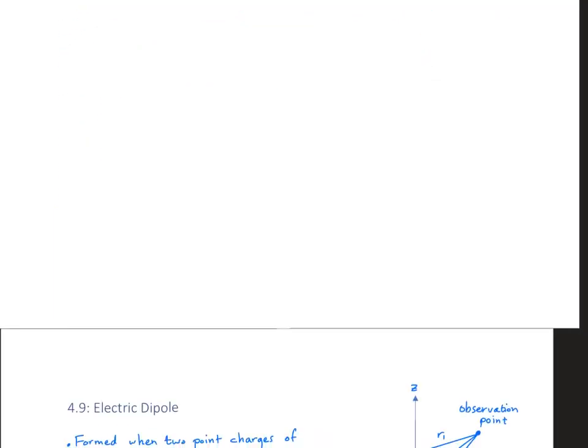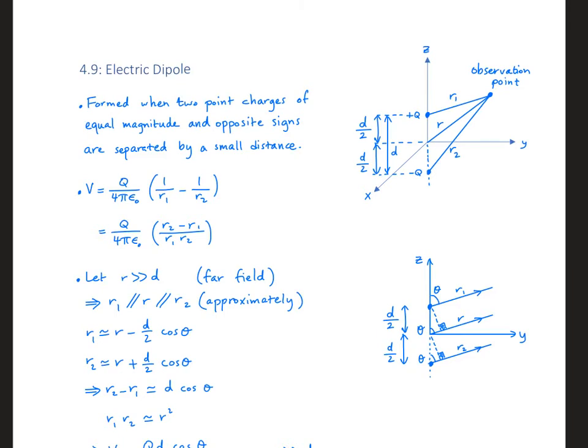Okay, so we introduce a new topic right now, the electric dipole, section 4.9. So let's describe what an electric dipole is. An electric dipole is formed when you have 2 point charges. These 2 point charges have equal magnitude but opposing signs, and we have them here as positive Q and negative Q. The condition that we have is that the separation between these 2 point charges is small. So we have a small distance between them. All right, so this distance, d, is divided into 2 halves and situated this way.